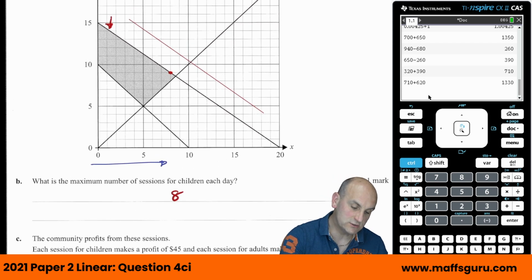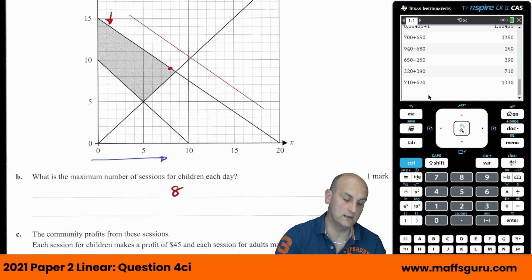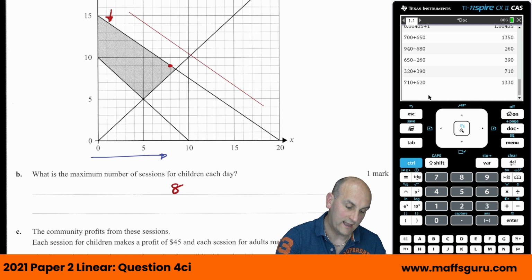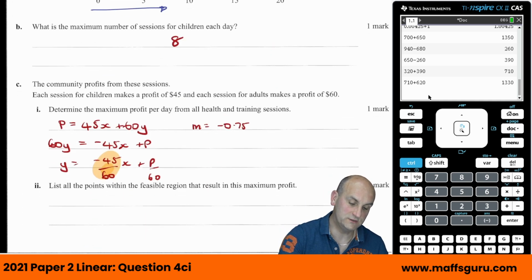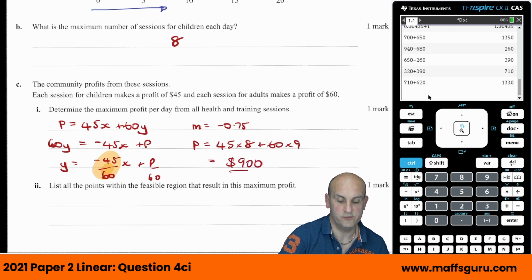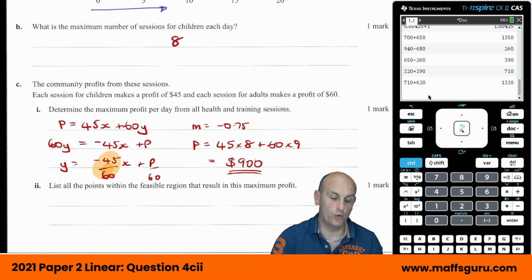Determine the maximum profit per day from all health and training services. So again, I just chose a whole number of points on there. It just happened to be 8 and 9. And I just substituted it in. So I now know that I got 8 children. So 45 times 8 plus 60 times 9 gave me $900.